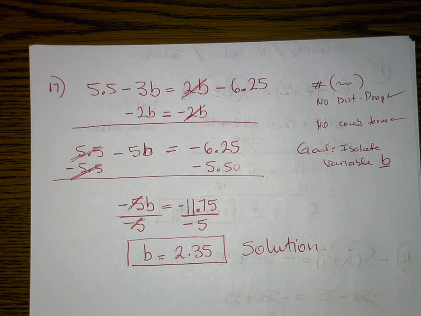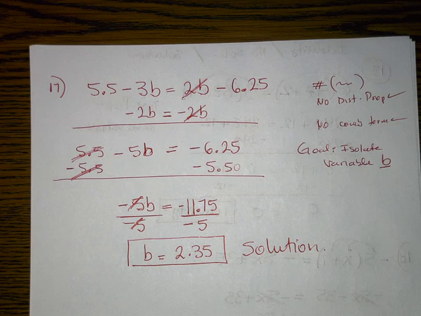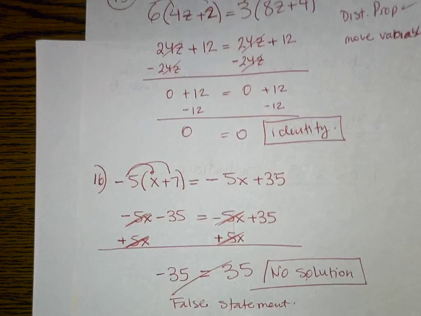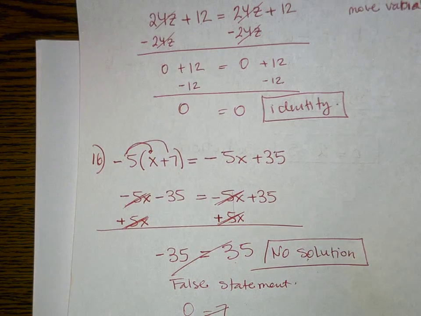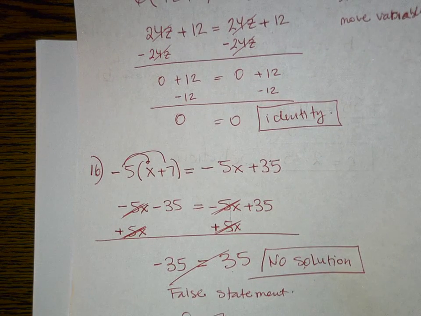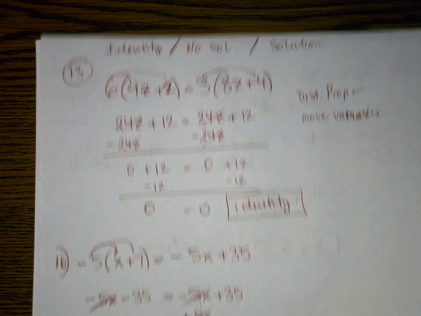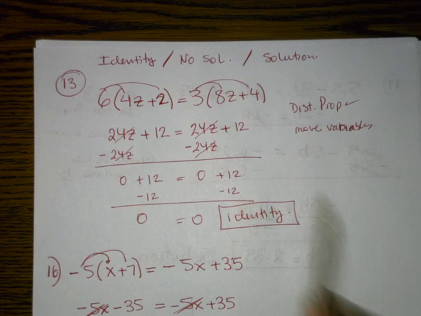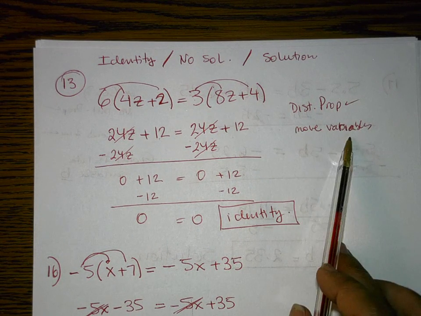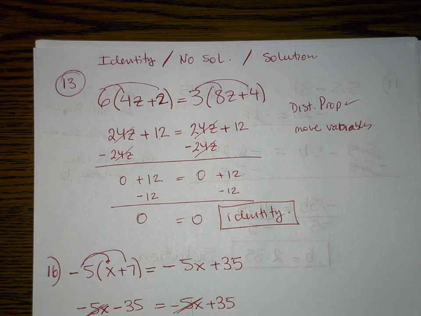There's an example with getting a solution. There is an example with getting a no solution. And there's an example with getting an identity. So those are the 3 answers you get when you solve for variables on both sides. Always make sure to check if you need the distributive property. If not, move the variables. That's what I do every single time.